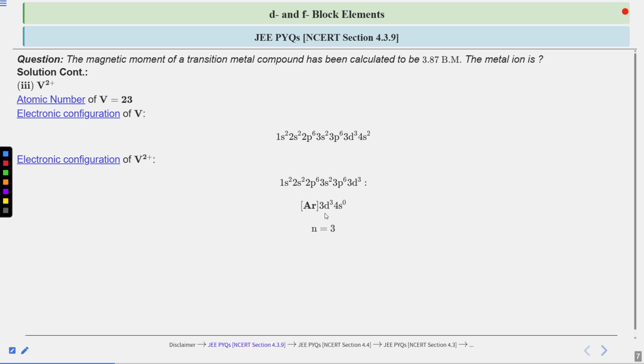From here, the number of unpaired electrons is from the d3 orbital, that is 3. n equals 3. Now we put n equals 3 in our magnetic moment formula. So mu equals under root 3 times 3 plus 2. 3 plus 2 is 5, 5 times 3 is 15. So mu equals under root 15, which equals 3.87 Bohr magneton, because under root 16 is 4. So under root 15 is 3.87 Bohr magneton. Now this value and the given magnetic moment value in the question are matching. So vanadium 2 positive will be our correct answer.